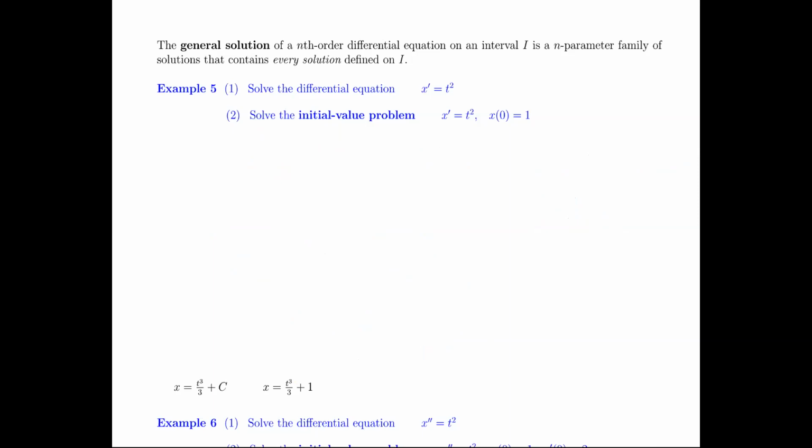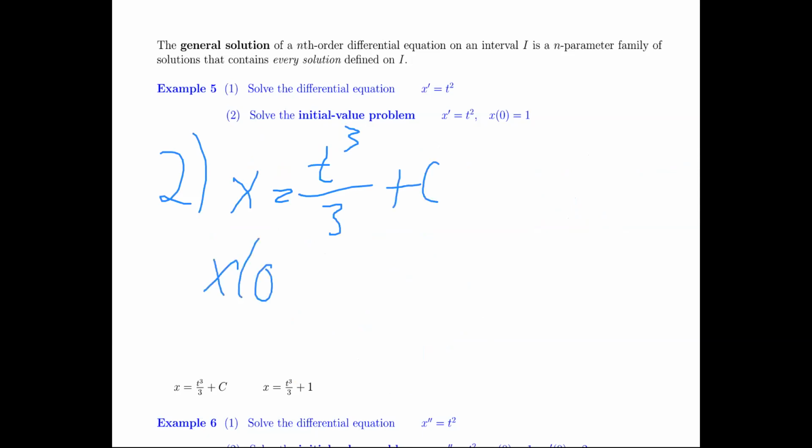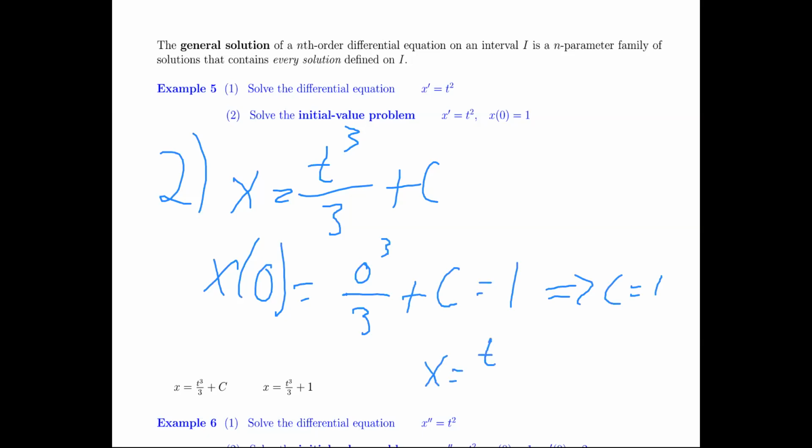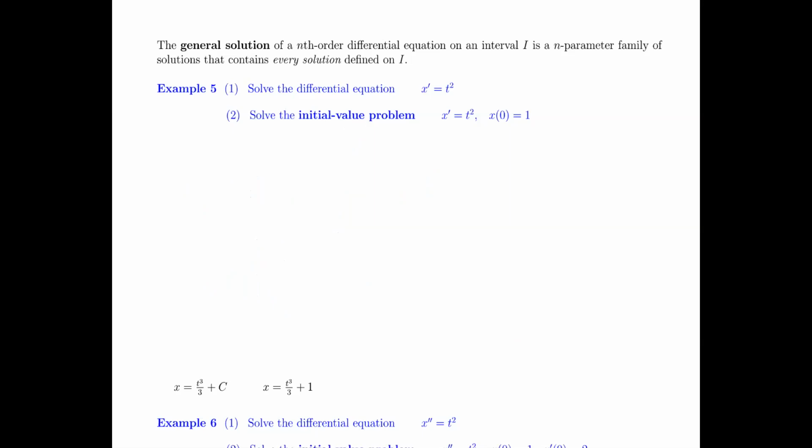And now let's do number 2. Part 2 here, which is solve the initial value problem, x prime is equal to t squared, where x of 0 is equal to 1. So we just found the general solution of x is equal to t cubed over 3 plus c. And we're now given that x of 0 is equal to, well, this is 0 cubed over 3 plus c. And we were told this is equal to 1. This implies that c is equal to 1. So our initial value problem solution is x is equal to t cubed over 3 plus 1. Okay, and it really is that simple so far. It certainly gets more complicated as we move later into the semester, but so far it's pretty straightforward.